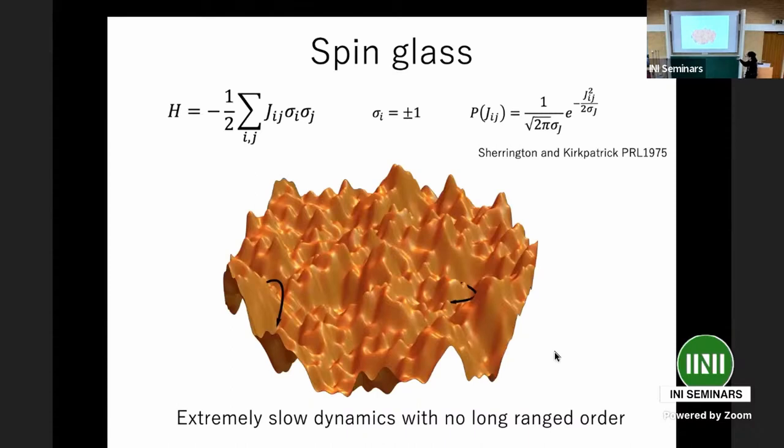This is a schematic picture of the potential of this. Because it is very bumpy, it takes an extremely long time to reach the real steady state. And these generically have no long-range order.